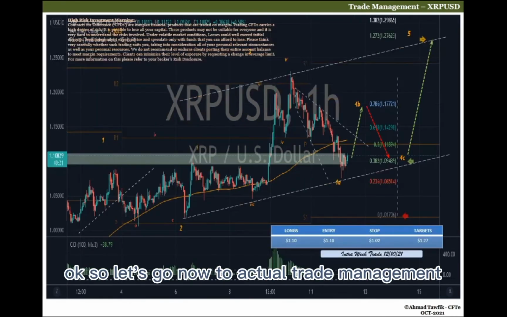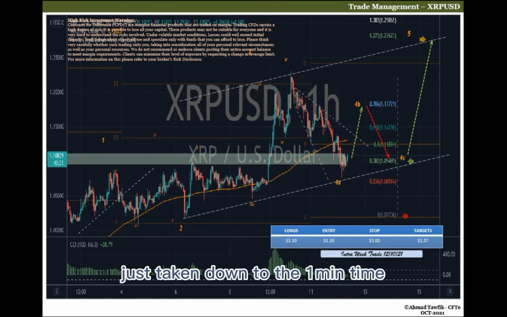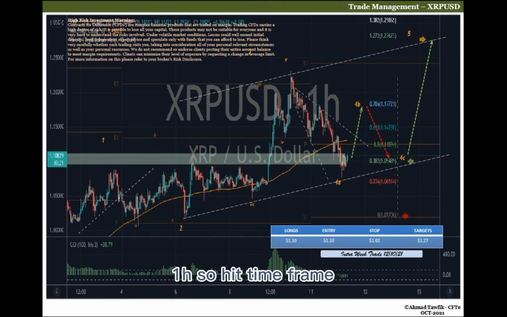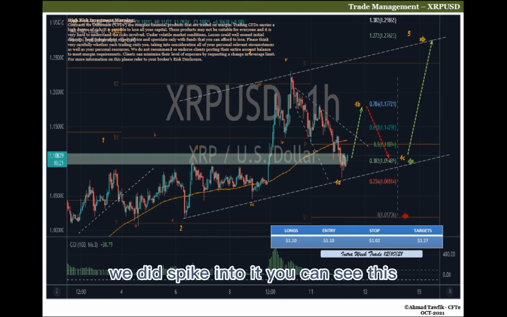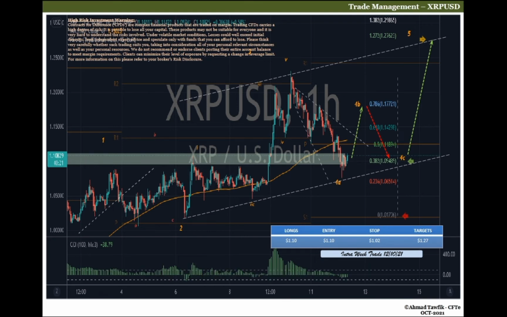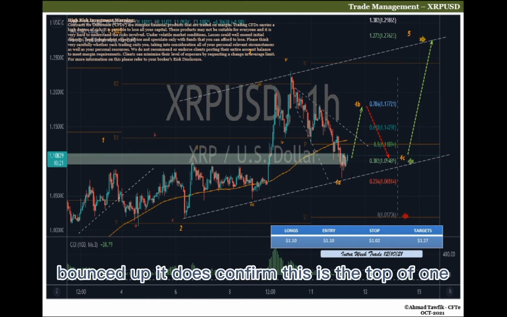Okay, so let's go now to actual trade management. This is the same chart, of course, just taken down to the 1 hour time frame. You're looking at 1.06 as the top of a 1. We did spike into it, you can see this, and bounced up. It does confirm this is the top of a 1.